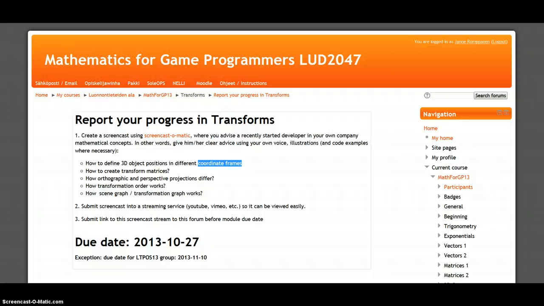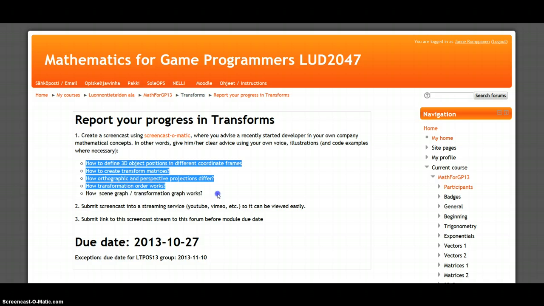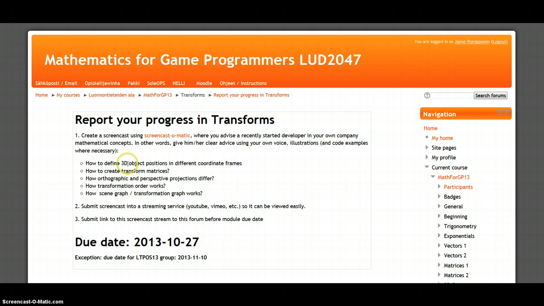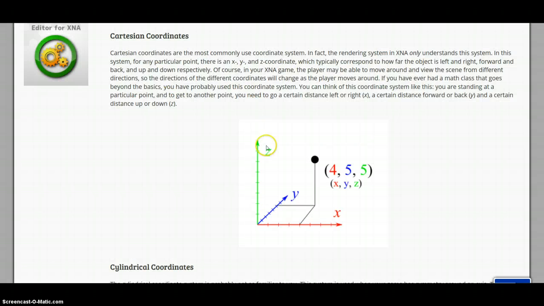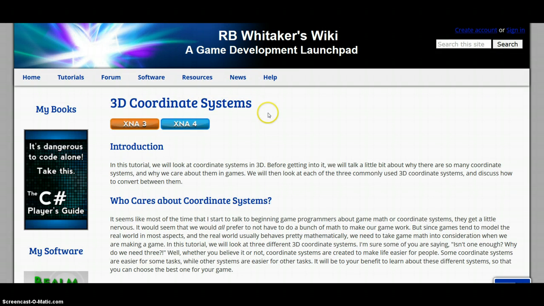Hello, this is the video for the Mathematics for Game Programmers course, Transforms module. In this video I will answer these questions. First I will answer how to define 3D object positions in different coordinate frames. I will explain this using a page which I found on the internet, and I will provide a link to this page.